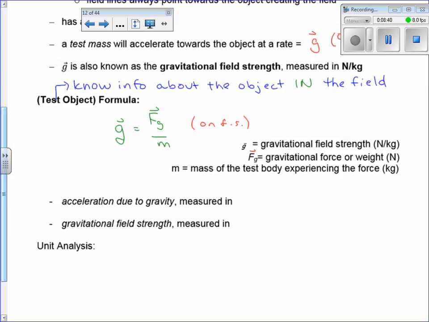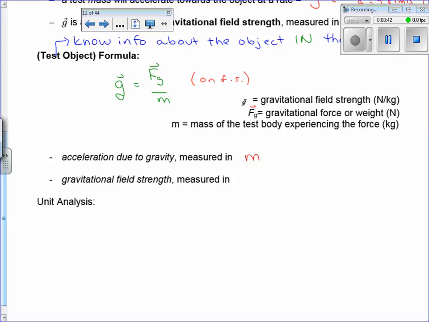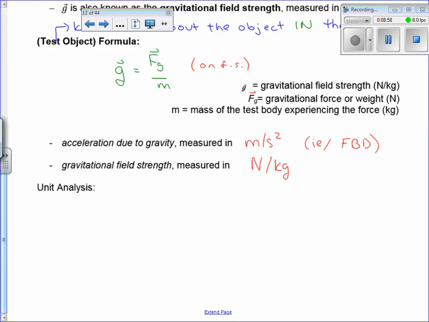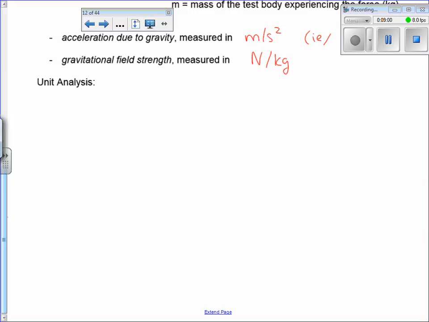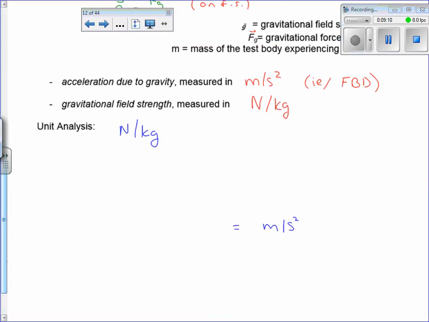Okay. Acceleration due to gravity is measured in meters per second squared. So this is like, for example, with a free body diagram, like an elevator going up or down. Gravitational field strength is measured in newtons per kilogram. Okay. And we're just going to do a unit analysis to prove that the units are the same. So what we want to do here is start with newtons per kilogram, and we're going to work our way to meters per second squared, just by replacing units in newtons per kilogram with units that they can be written as.